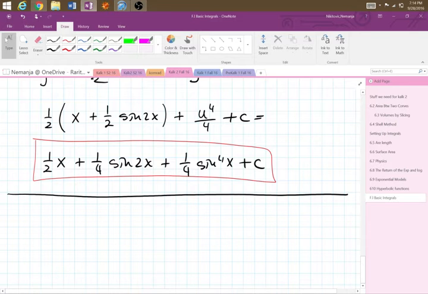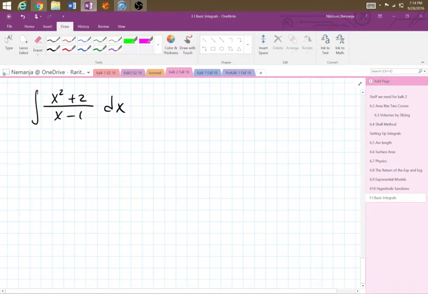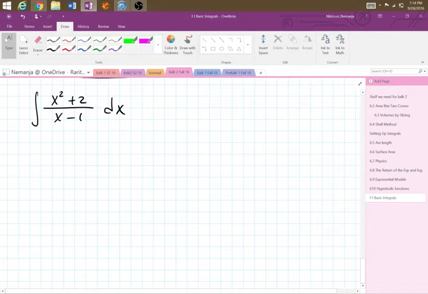You guys are gonna love this next problem. Integral of x squared plus 2 divided by x minus 1 dx.